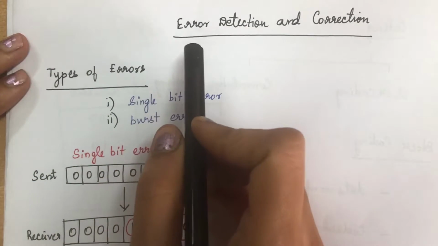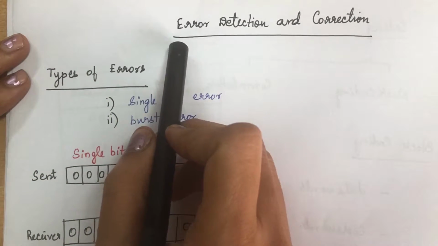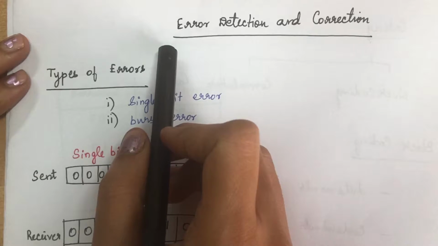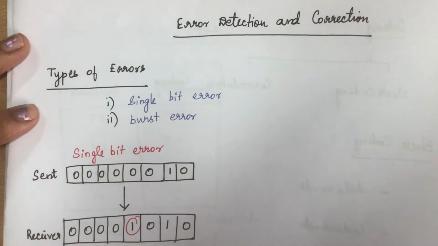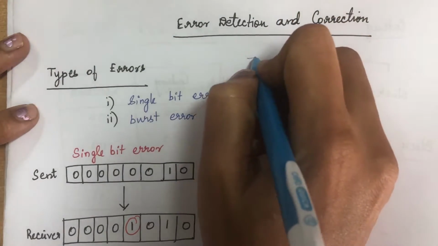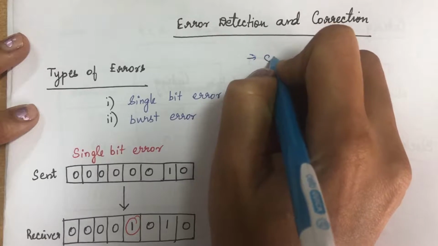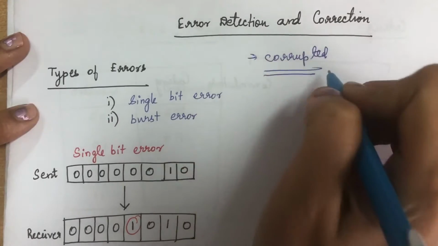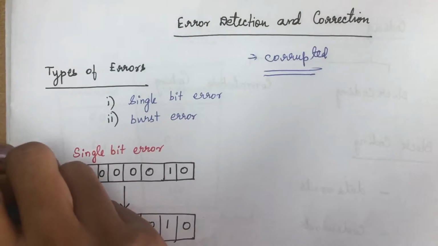Hello students, today we are going to see the topic called error detection and correction. Whenever data is transmitted from one node to another node, it can get corrupted in between, that is, during transmission in the medium. So we need some mechanism to detect and correct those errors.